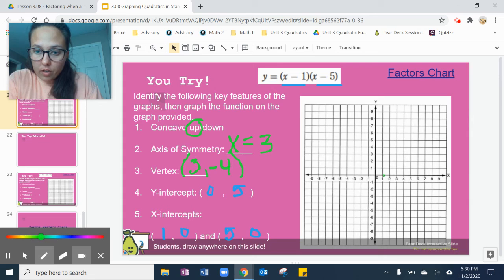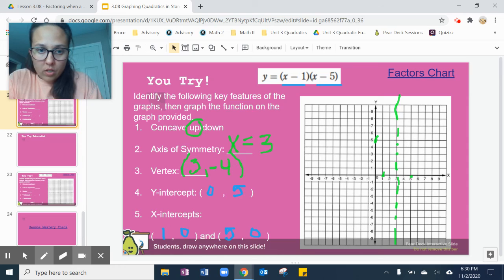Our zeros are at 1 and 5. Our y-intercept is at 5 as well. Our axis of symmetry is at x equals 3. And our vertex is at (3, negative 4). So I'm going to quickly reflect the y-intercept across the axis of symmetry. So notice how it's 3 away. I'm going to go 3 to the right.